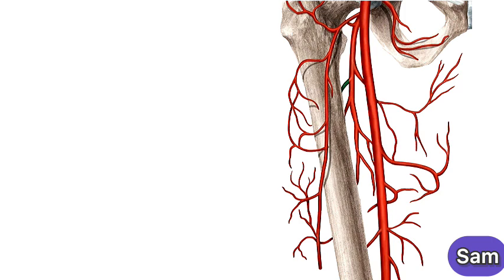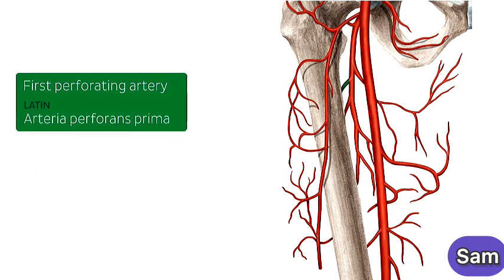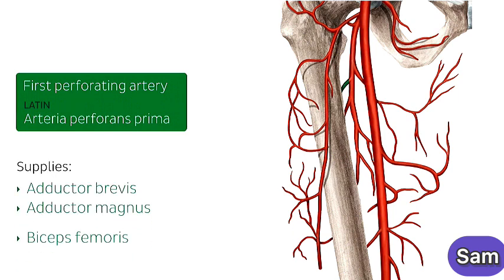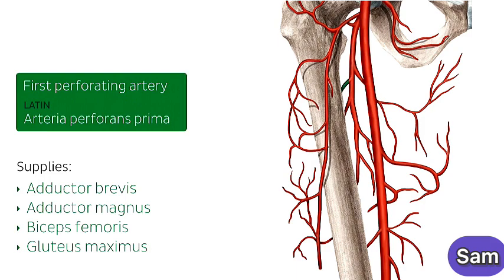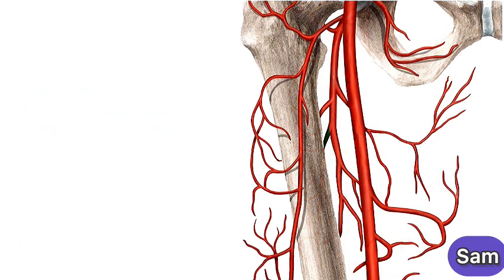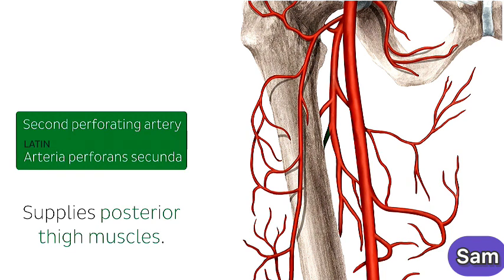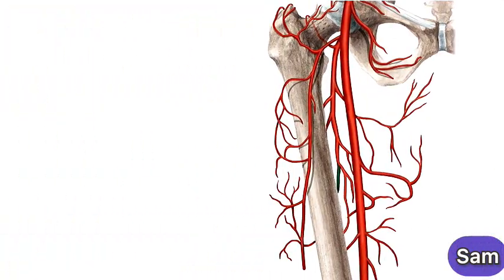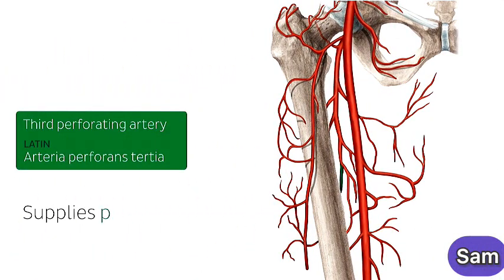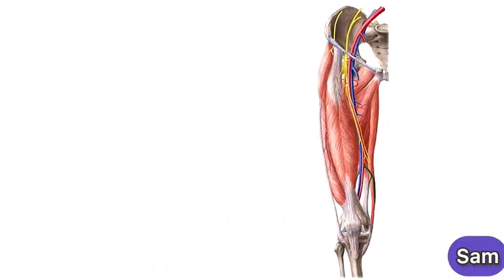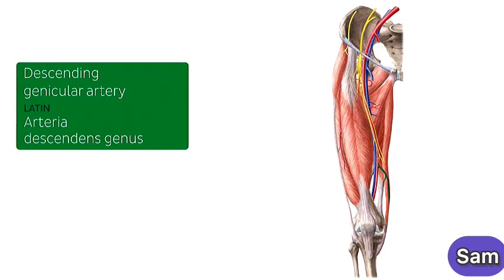This artery, highlighted in green, is the first perforating artery, and it supplies the adductor brevis, the adductor magnus, biceps femoris, and gluteus maximus. In the next image, we can see the second perforating artery, which is longer than the first and supplies the muscles on the posterior aspect of the thigh. It usually divides into ascending and descending branches. Next, we have the third perforating artery, which also supplies the posterior thigh muscles. The final branch of the femoral artery we'll talk about is the descending genicular artery.